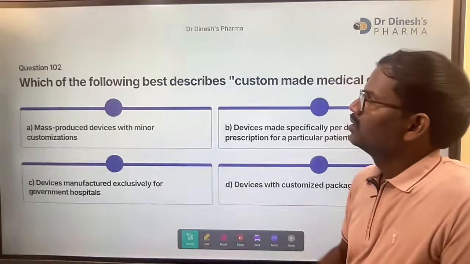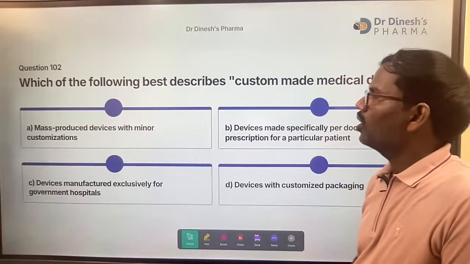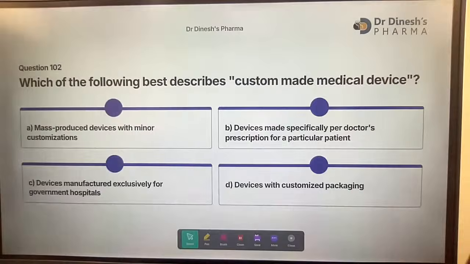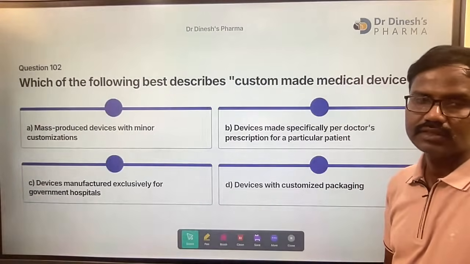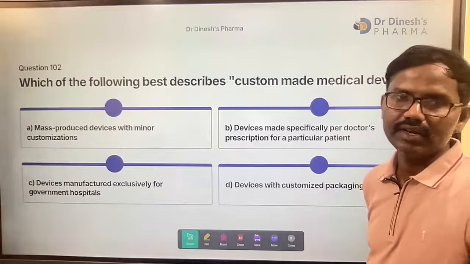And next, one or two. Which of the following best describes a custom-made medical device?